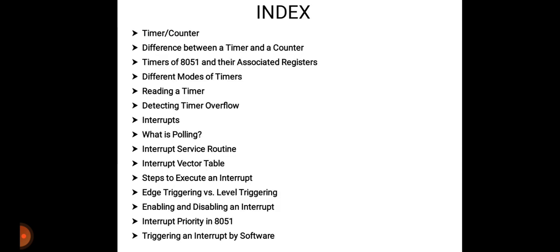Now in this lecture we are going to discuss the difference between a timer and a counter, then the timers of 8051 and their associated registers, the different modes of timers, reading a timer, detecting a timer, what interrupts are, what polling is, then the interrupt service routine, the interrupt vector table, the steps to execute an interrupt, the difference between edge triggering and level triggering, enabling and disabling an interrupt, then interrupt priority in 8051 and triggering an interrupt by software. So these points we will cover in today's lecture.